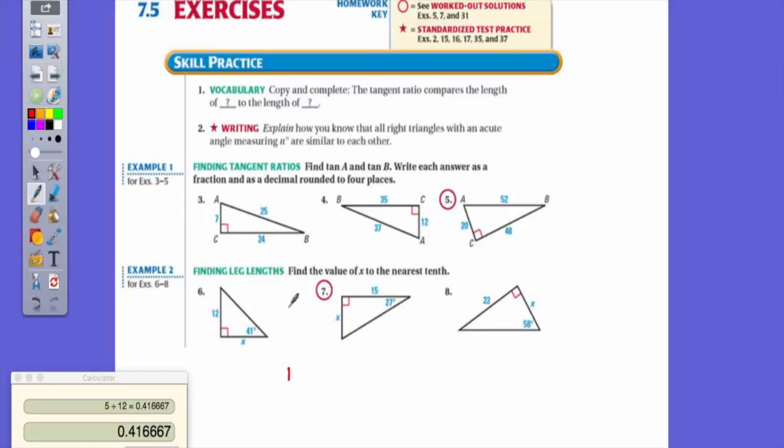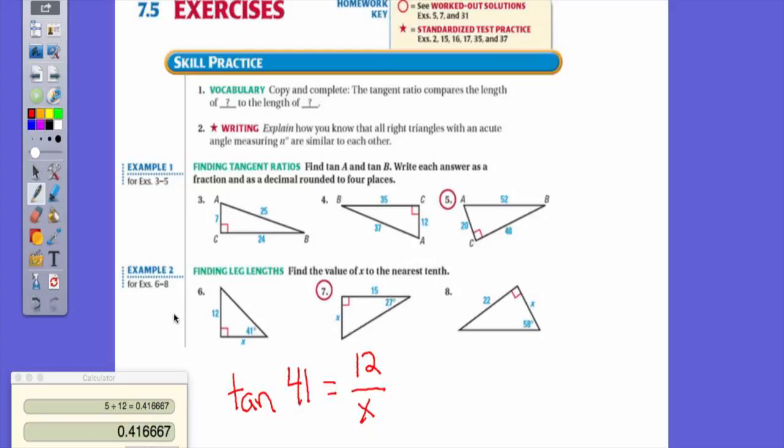Okay. I have a 41-degree angle, correct? Now, since I am dealing with side lengths that are opposite and adjacent, I'm using the tangent ratio, correct? So my side opposite the 41 degrees is 12, and adjacent is x.